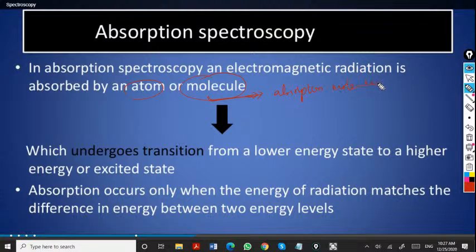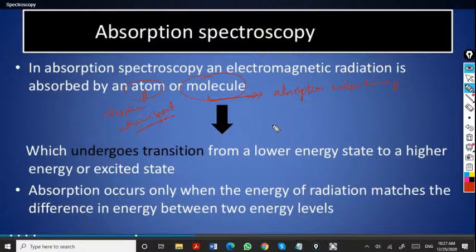molecular spectroscopy. If absorption happens by the atom, then it is absorption atomic spectroscopy. Okay, so both can happen by absorption. If absorption happens by the atom, then it is atomic absorption spectroscopy, and if it is molecular, it is molecular absorption spectroscopy.